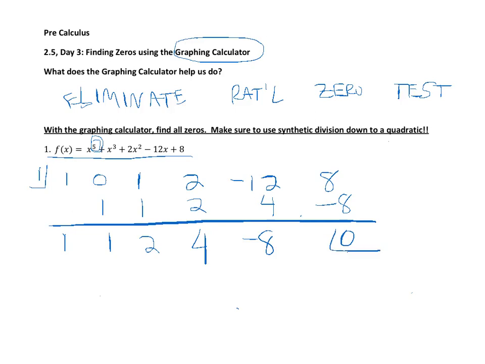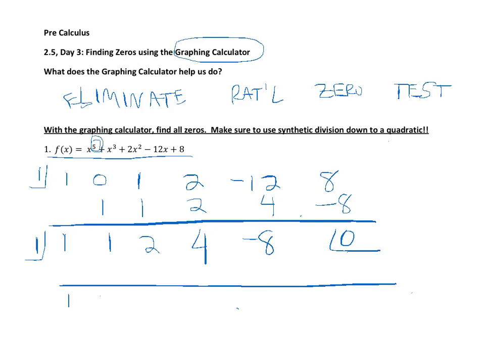Now, there was a bounce at 1. So that means it's got to occur at least twice. So it's got to occur at least 2 times or 4 times. So let's do this. Okay, I should get 0 again.